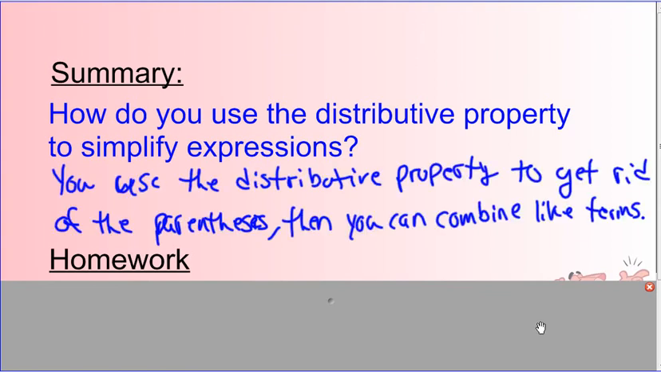So the answer I came up with was, you use the distributive property to get rid of the parentheses. You should have said that, because that was the whole point of the distributive property in those problems, was to get rid of those parentheses. And then after the parentheses were gone, you can combine like terms. So that was the whole point of the distributive property.